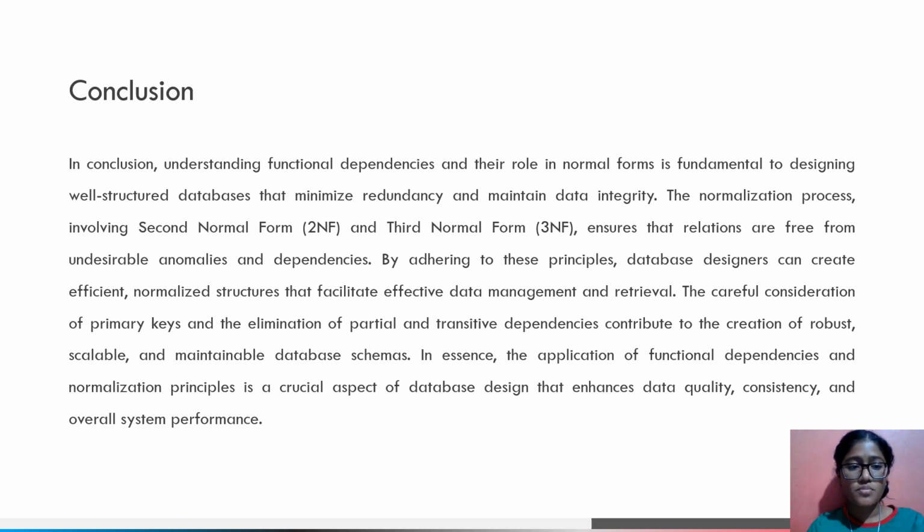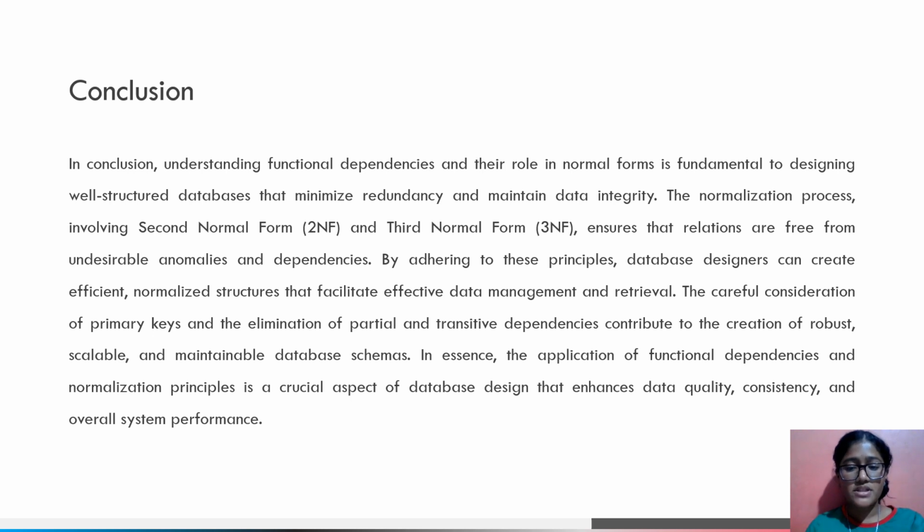The normalization process involving second normal form and third normal form ensures that the relations are free from undesirable anomalies and dependencies. By adhering to these principles, database designers can create efficient and normalized structures that facilitate effective data management and retrieval. The careful consideration of primary keys and elimination of partial and transitive dependencies contribute to the creation of robust, scalable and maintainable database schemas.